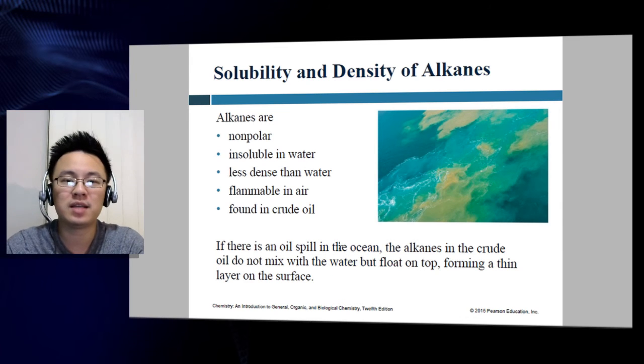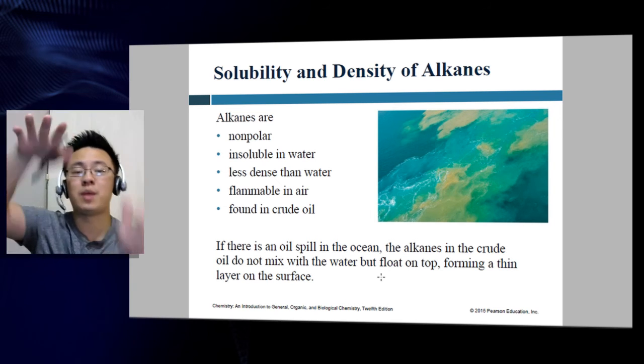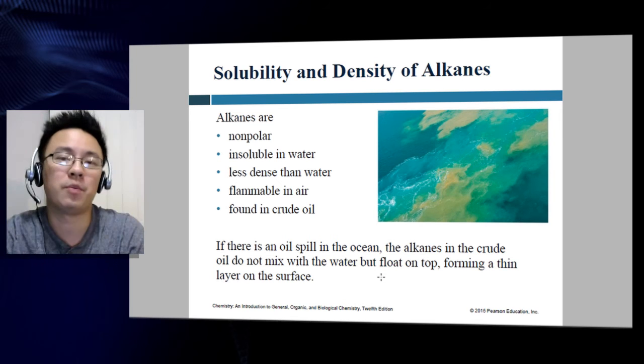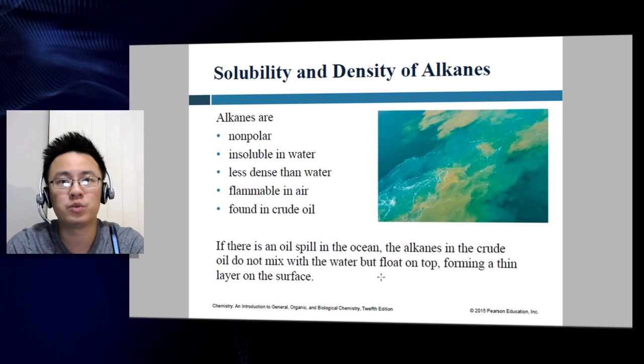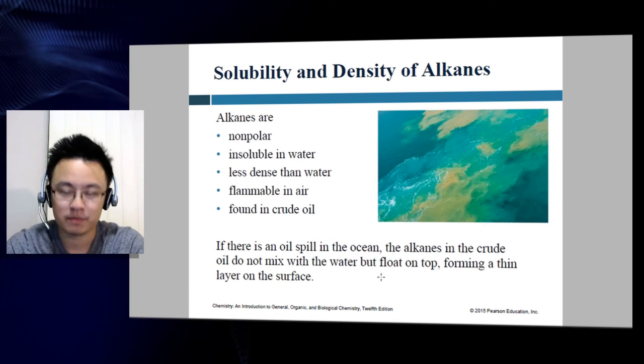Solubility and density of alkanes. Alkanes are nonpolar, insoluble in water, less dense than water, flammable in air, and found in crude oil. If there is an oil spill in the ocean, the alkanes in the crude oil do not mix with the water, but they start to float on the top and produce a very thin film. A lot of times the oil, because it is on the surface, will disrupt the surface tension of the water. Okay, so there we go.